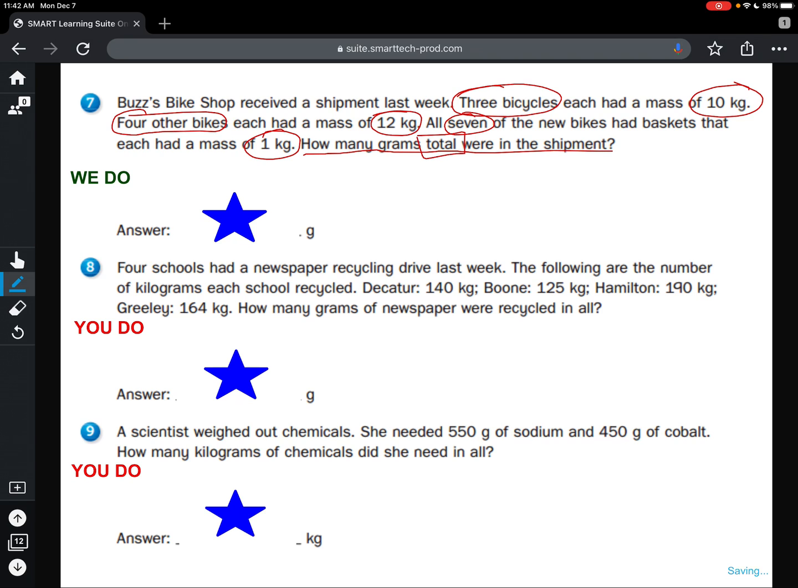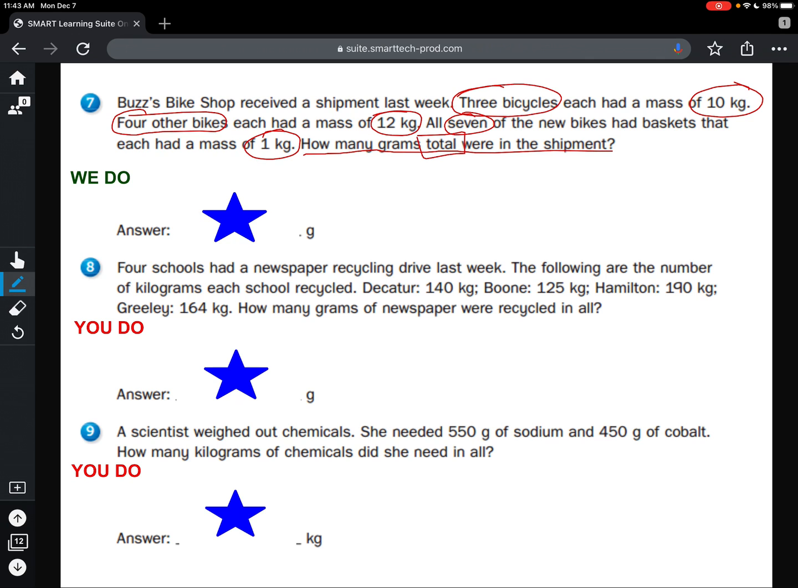All right, this is a big problem, but I know we can do it. So let's figure out what the problem is telling us. So there's a bike shop, and they got a package last week that had some bikes and baskets. And we know that 3 of the bikes had a mass of 10 kilograms. The 4 other bikes had a mass of 12 kilograms each. And then all 7 of those bikes had baskets on them that each had a mass of 1 kilogram.